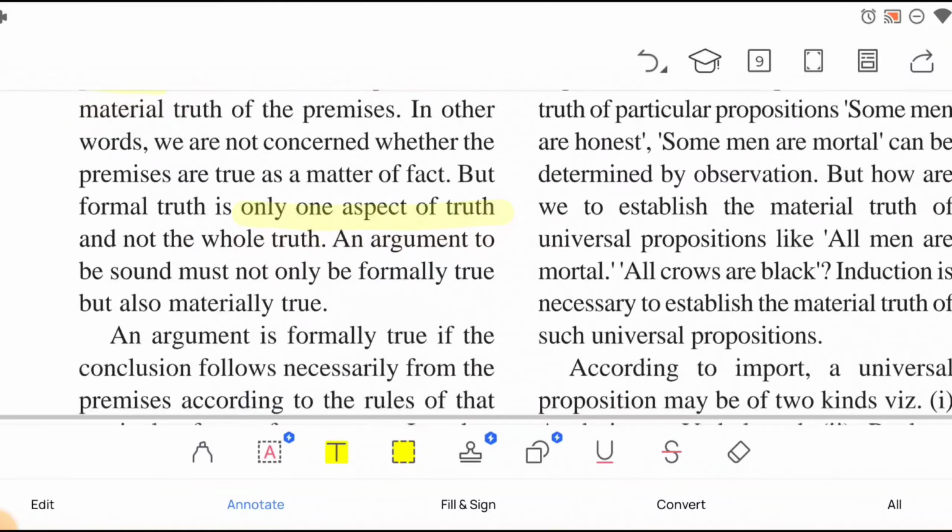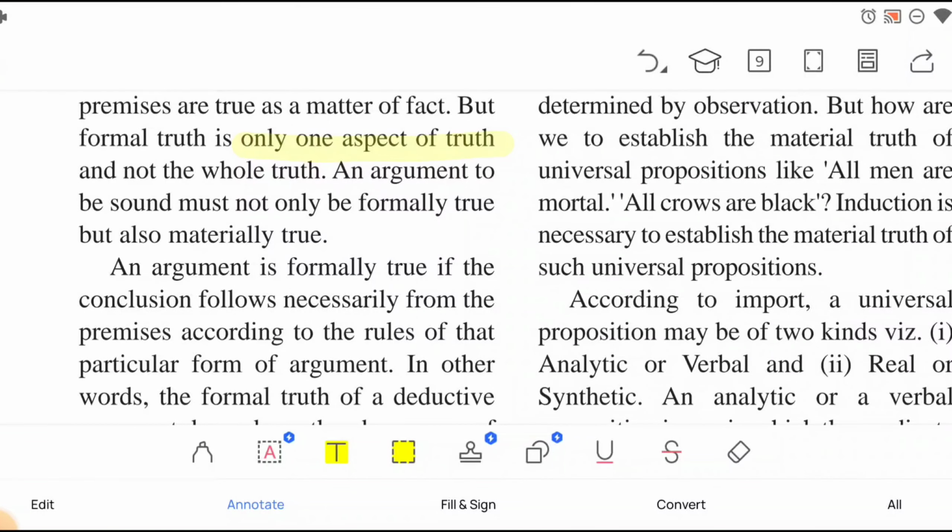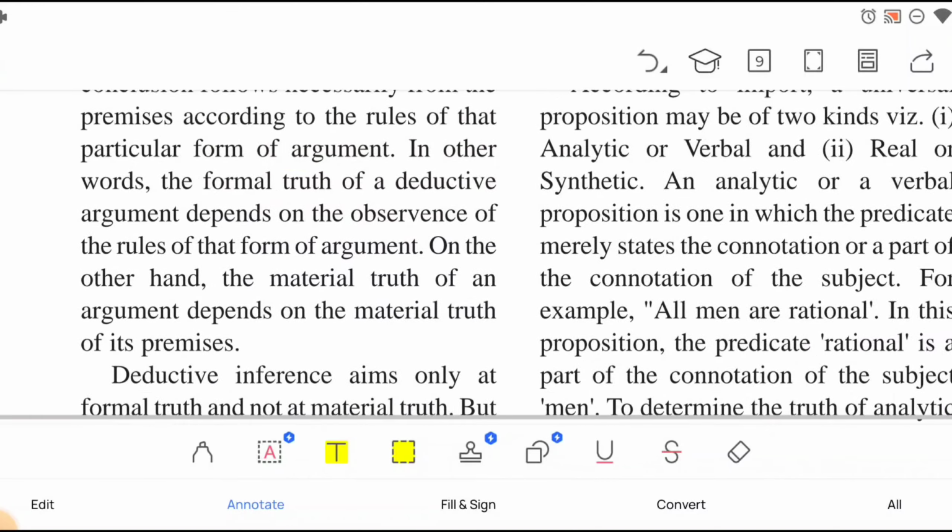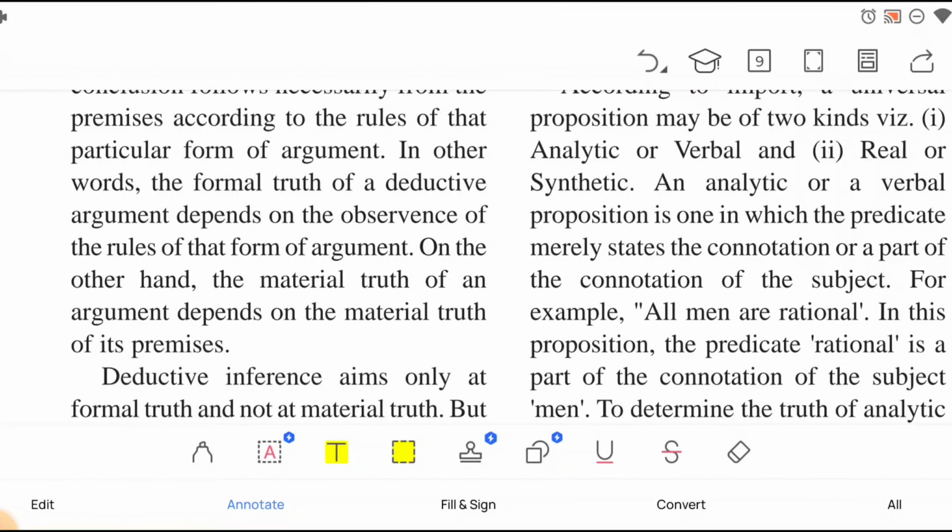Okay. But when we get an argument formally true, that doesn't mean it will be materially true. And when we talk about the material truth, if the premise is materially true, then the conclusion will be materially true too. When we deal with the induction or inductive inference, we deal with material truth. Okay, the conclusion we are getting in induction, that must be materially true.